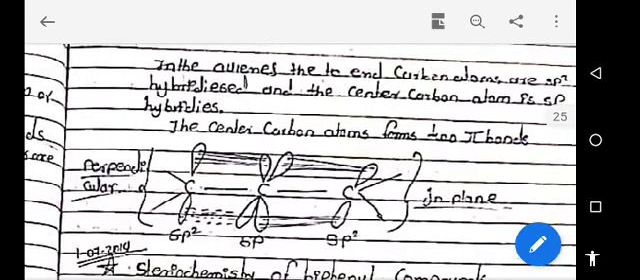In these allenes, the two terminal carbons are sp2 hybridized and the center carbon atom is sp hybridized. The center carbon atom forms two pi bonds.